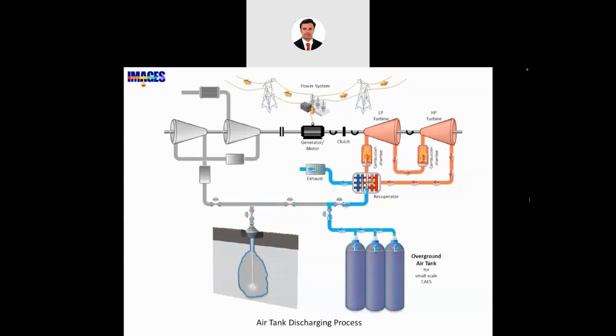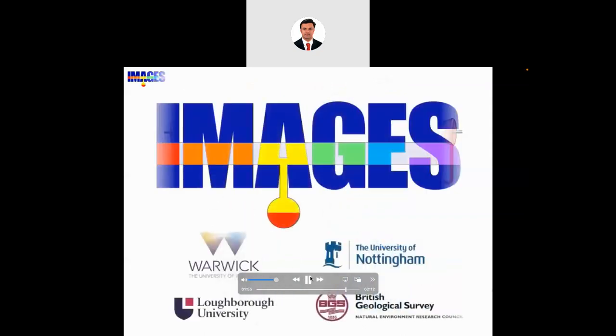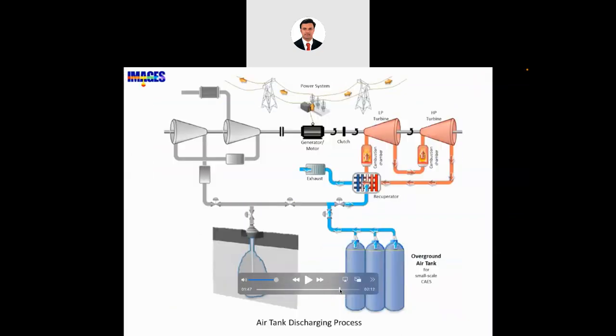The waste heat from the system exhaust can be recycled by a recuperator unit. The same process takes place in the case of overground air tank discharge. The high-price electricity generated can be sold to the grid. So that is the working of this particular compressed air power plant.